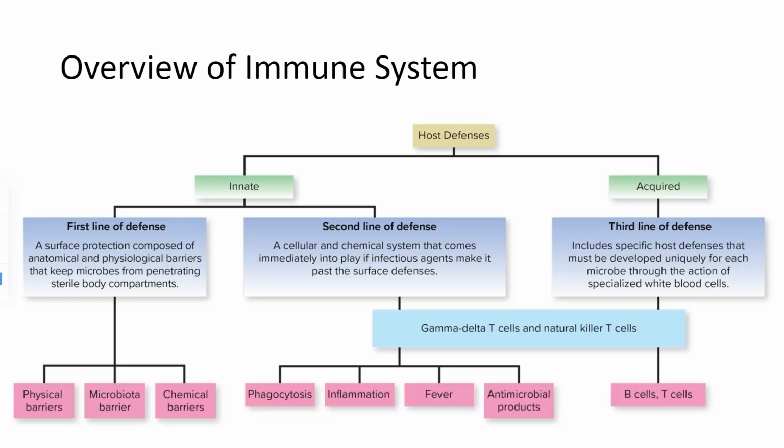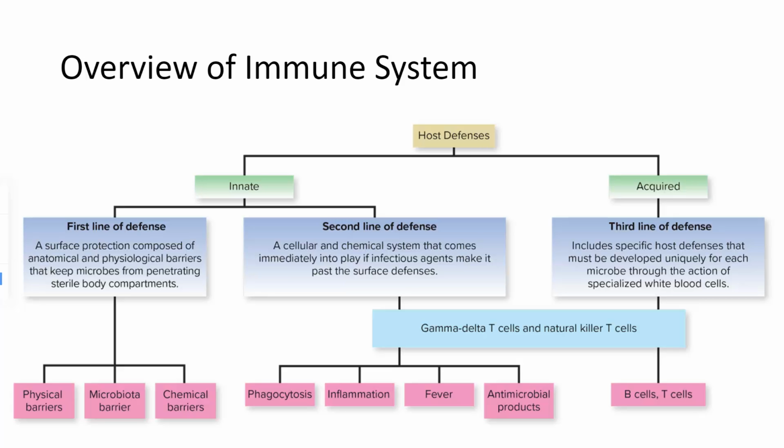So when we talk about the microbiota barrier, we're not just talking about the bacteria that live on the surface of the skin. We can also refer to the bacteria that's inside of our respiratory tract, inside of our digestive tract, and inside the vagina, inside the lower part of the urinary tract. Chemical barriers is going to be talking about the chemicals on the surface of our body that are going to prevent the growth of microorganisms. So low pH, high salt concentration, microorganisms don't really like living in that environment.